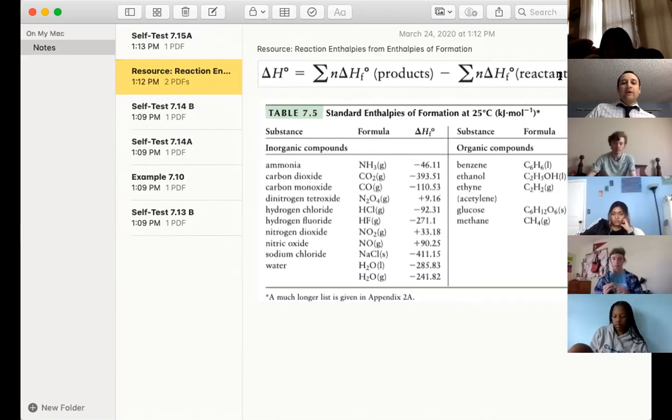And the enthalpy of formation is just the enthalpy of the reaction that would put together the compound from its component elements, at standard state. So that's what we're dealing with there. And I know that sounds kind of complicated, but it's in your book.